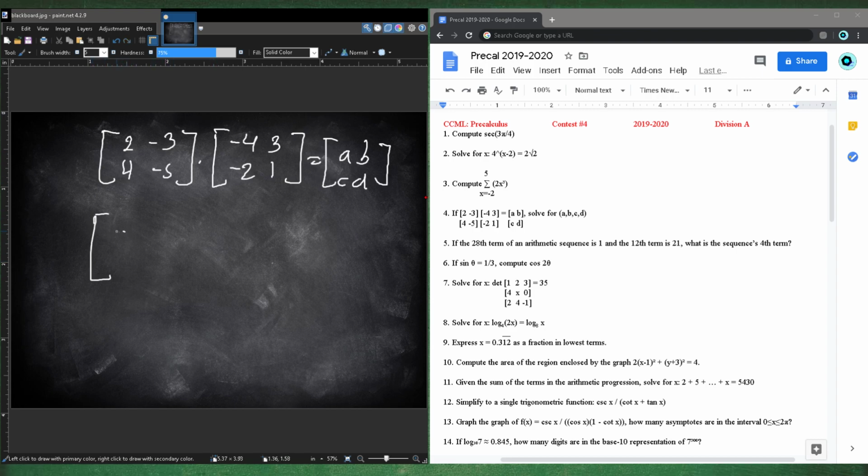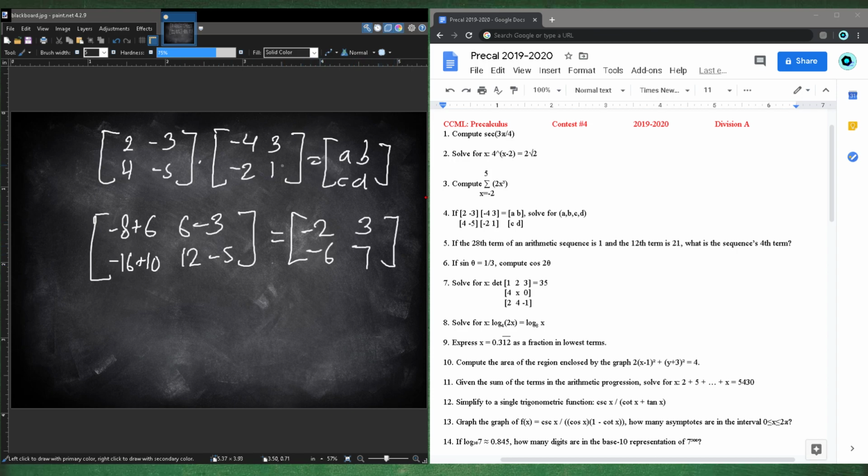So 2 times -4 is -8. -3 times -2 is +6. And then 2 times 3 is 6. -3 times -1 is +3. And then 4 times -4 is -16. And then -5 times -2 is +10. And then 4 times 3 is 12. And then -5 times -1 is +5. So that simplifies down to -2, 9, -6, and 17. Okay, so A, B, C, D in that form is -2, 3, -6, and 7.